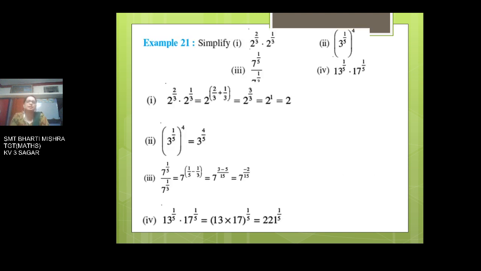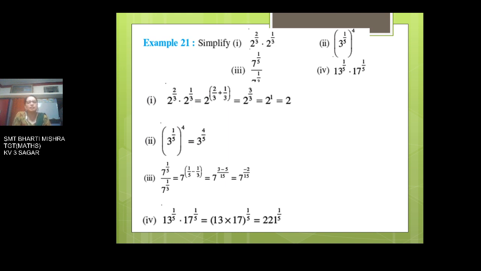Now let us consider some more examples. Just as we had considered previously, I am just explaining how to calculate. We had 2 to the power 2 upon 3 into 2 to the power 1 upon 3. Now both have got the same base 2. So the exponents will be added. That is 2 upon 3 plus 1 upon 3 comes to be 3 upon 3. And 2 to the power 1 is again equal to 2.